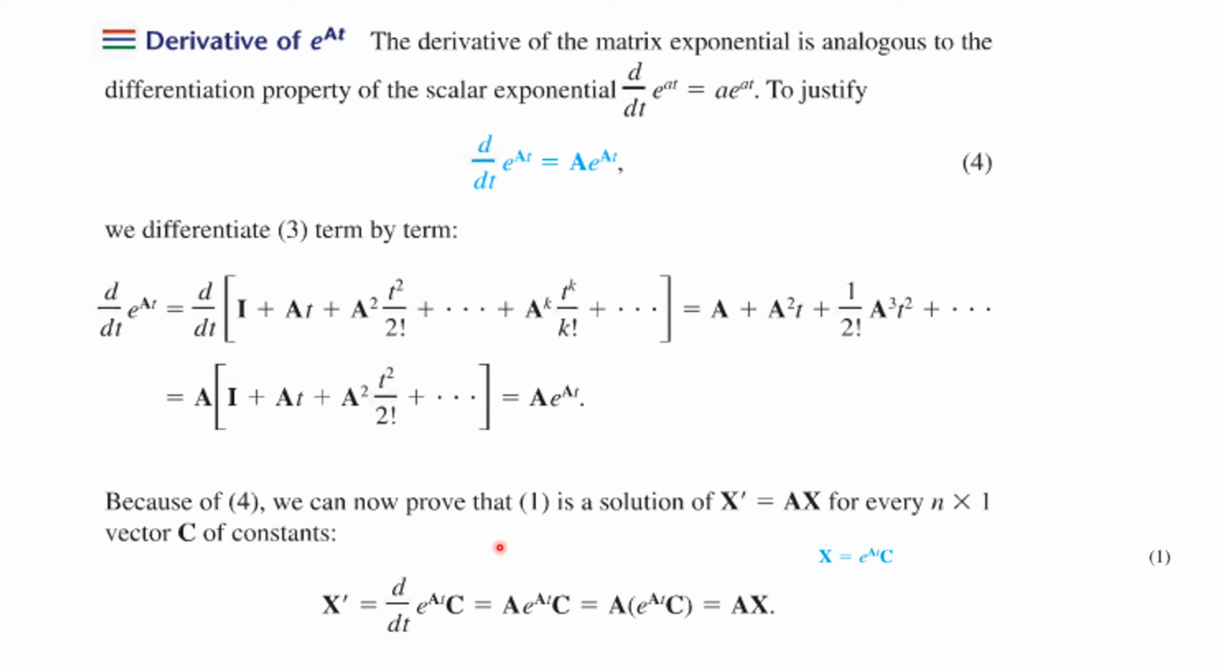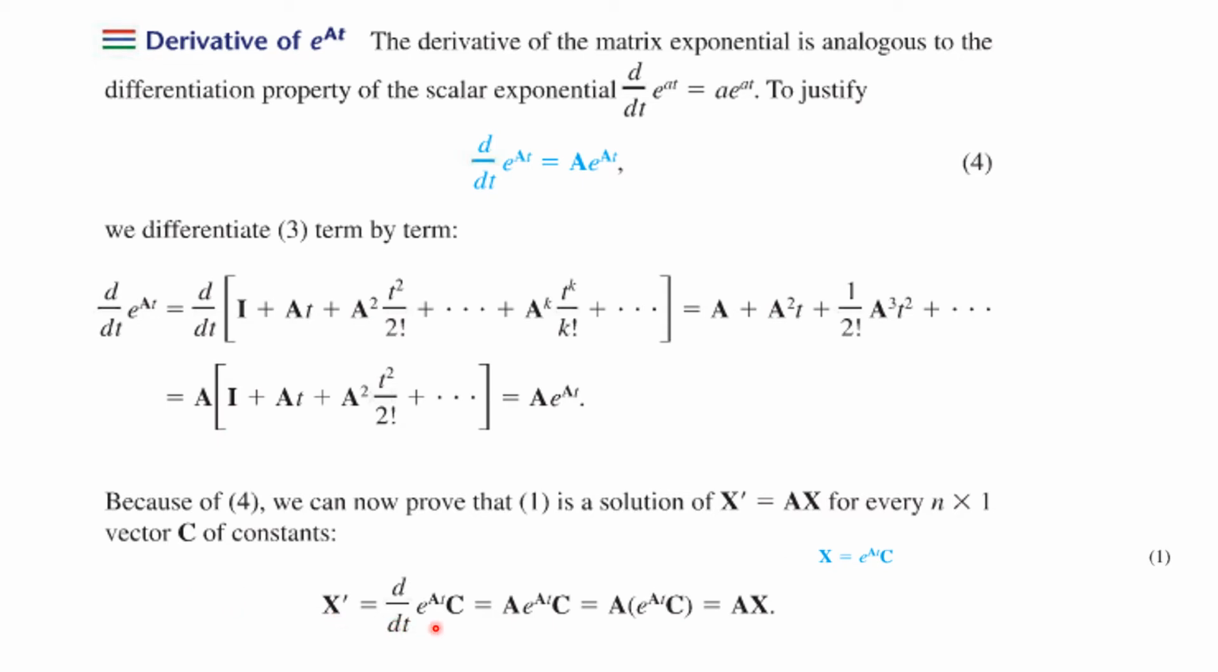Now we're going to show that this means that this matrix exponential is going to be a solution to this. And in fact, here's equation (1) that we were talking about, that this is a solution for every n by 1 vector c of constants. So what I'm going to do is take this and just plug it into the equation.